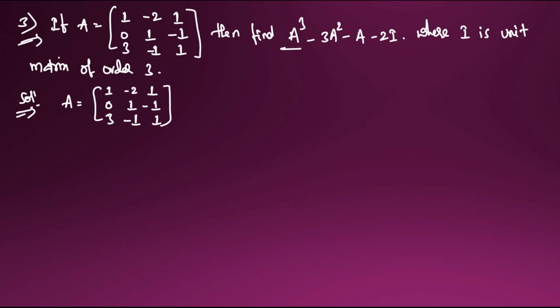Okay. A cube means A square into A. So I will do A square first here. A square: the matrix with rows 1, -2, 1; 0, 1, -1; and 3, -1, 1. If we multiply with this one, we have to do the multiplication, no?